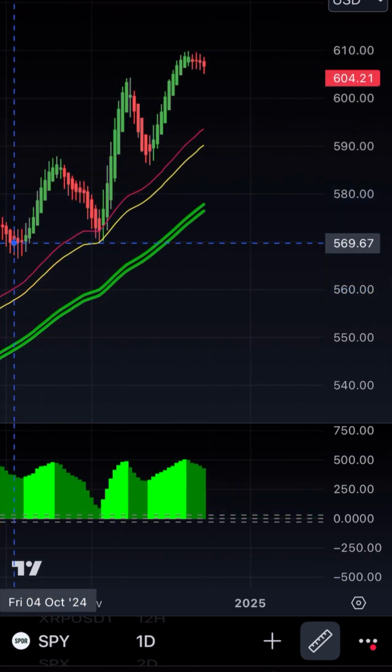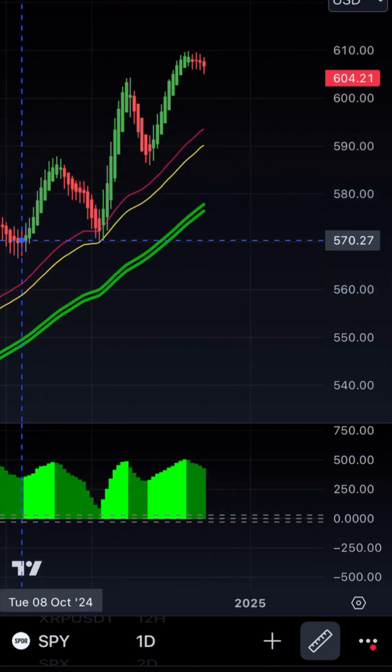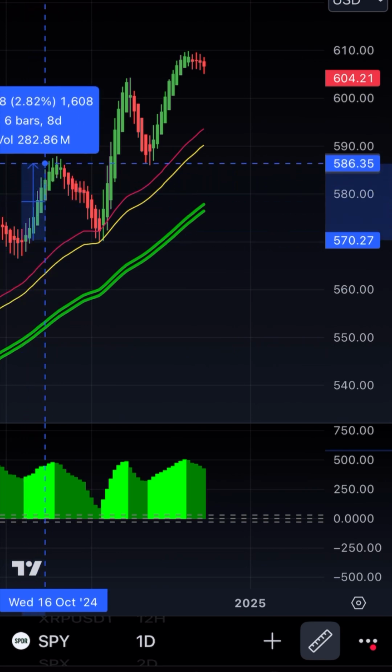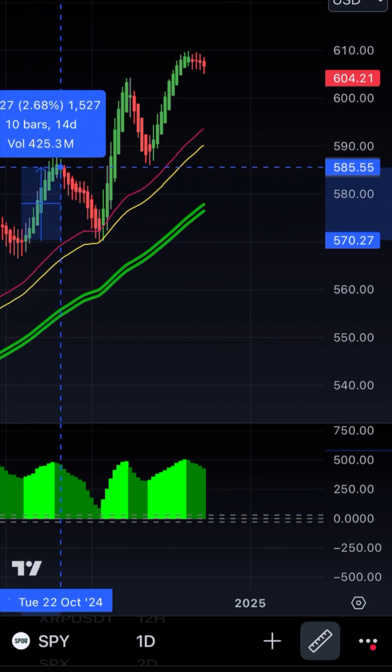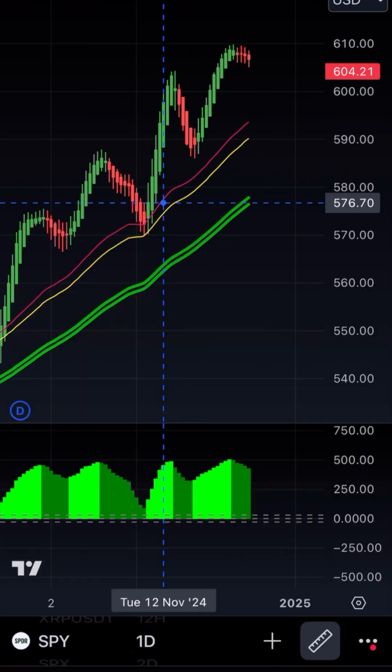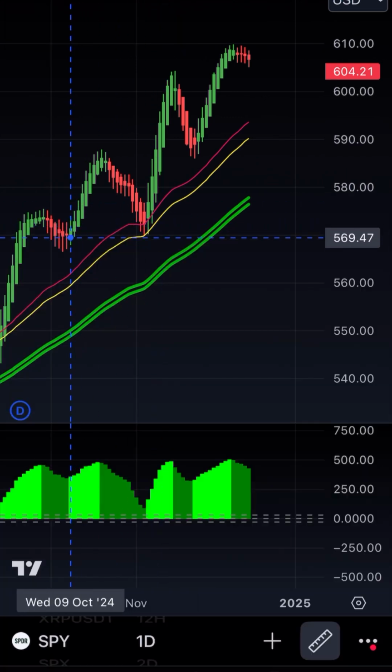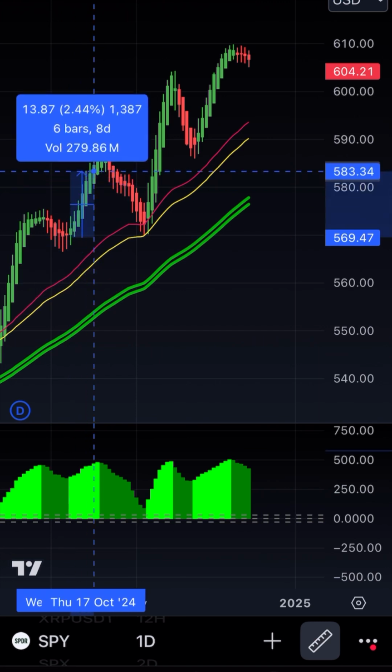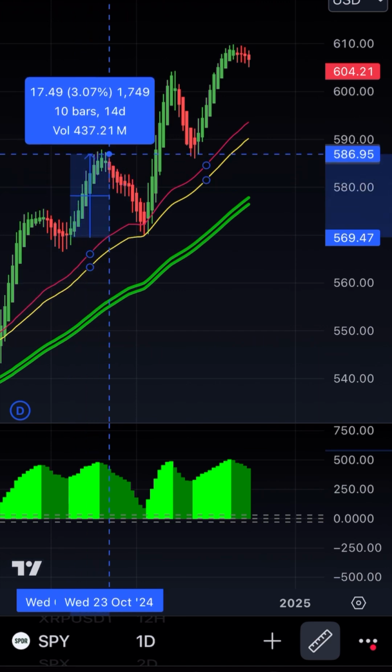So we want to look at this next one right here. We see it go down, and then we enter right about here. And if you entered here and you rode this out, this is 14 days, all the way to the top right here. This is a $17 difference in price, so you made about $1,749 in 14 days.